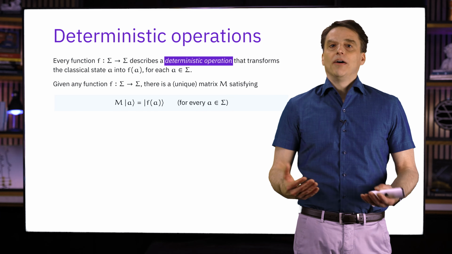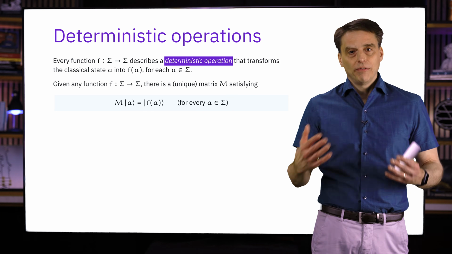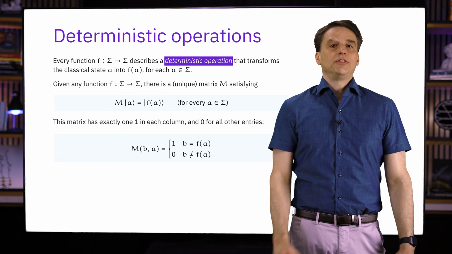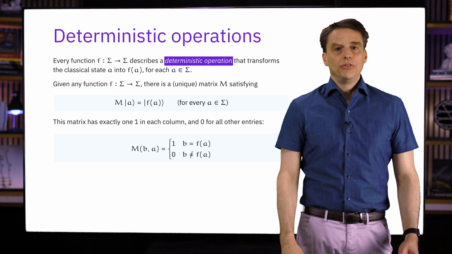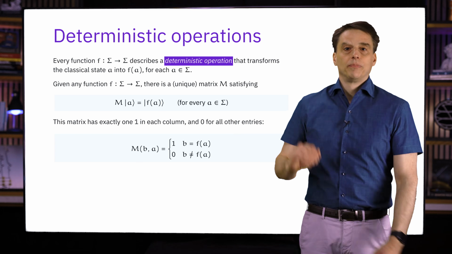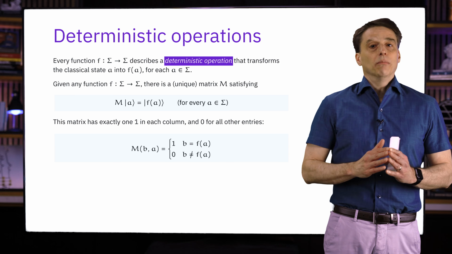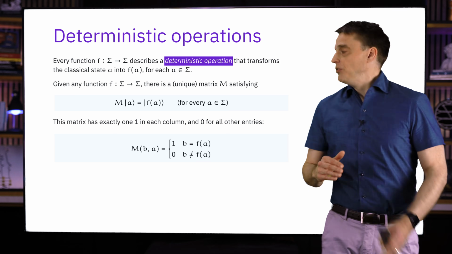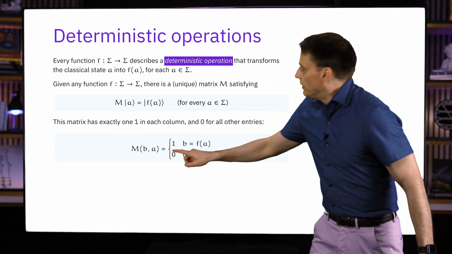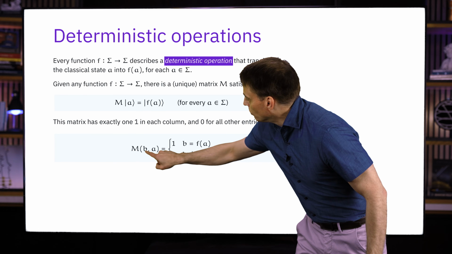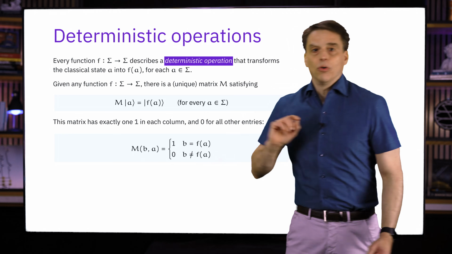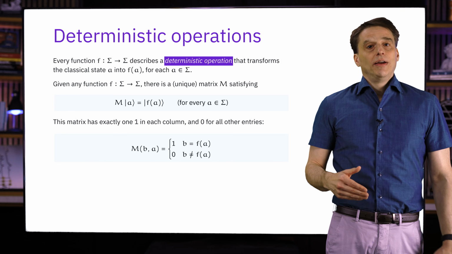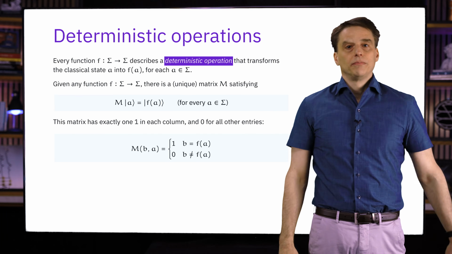It's not too hard to write down an explicit description of M given whatever function f of this form we've chosen. It will always have exactly one 1 in each column with every other entry equal to 0. And here's the formula. The ba entry of M is equal to 1 if b is equal to f of a, and otherwise it's equal to 0. And by this we mean this is the entry of M whose row corresponds to b and whose column corresponds to a. We'll see a few examples in just a moment, and we'll see why this formula works.